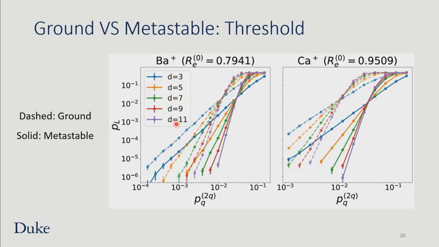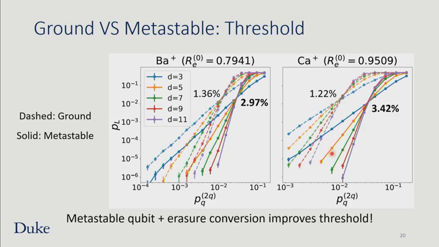Yeah, so these are our favorite threshold plots. And now we're comparing the ground qubit and metastable qubit performances for barium and calcium, which have these erasure conversion rates. And yeah, it's pretty obvious that metastable qubits have a significant improvement in the threshold. And if you compare vertically, the decrease in logical error rate is quite dramatic. So yeah, metastable qubits and erasure conversion improve the threshold.